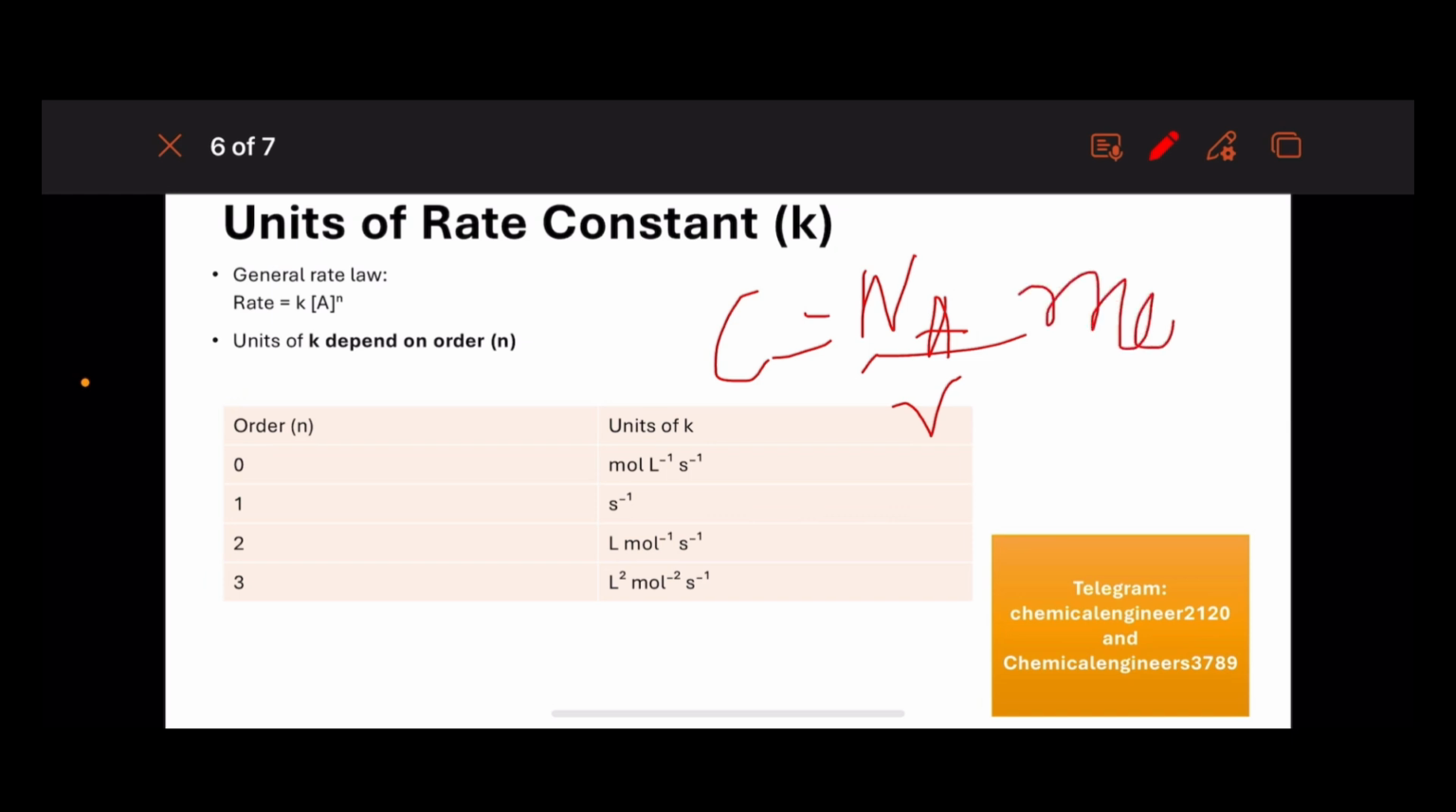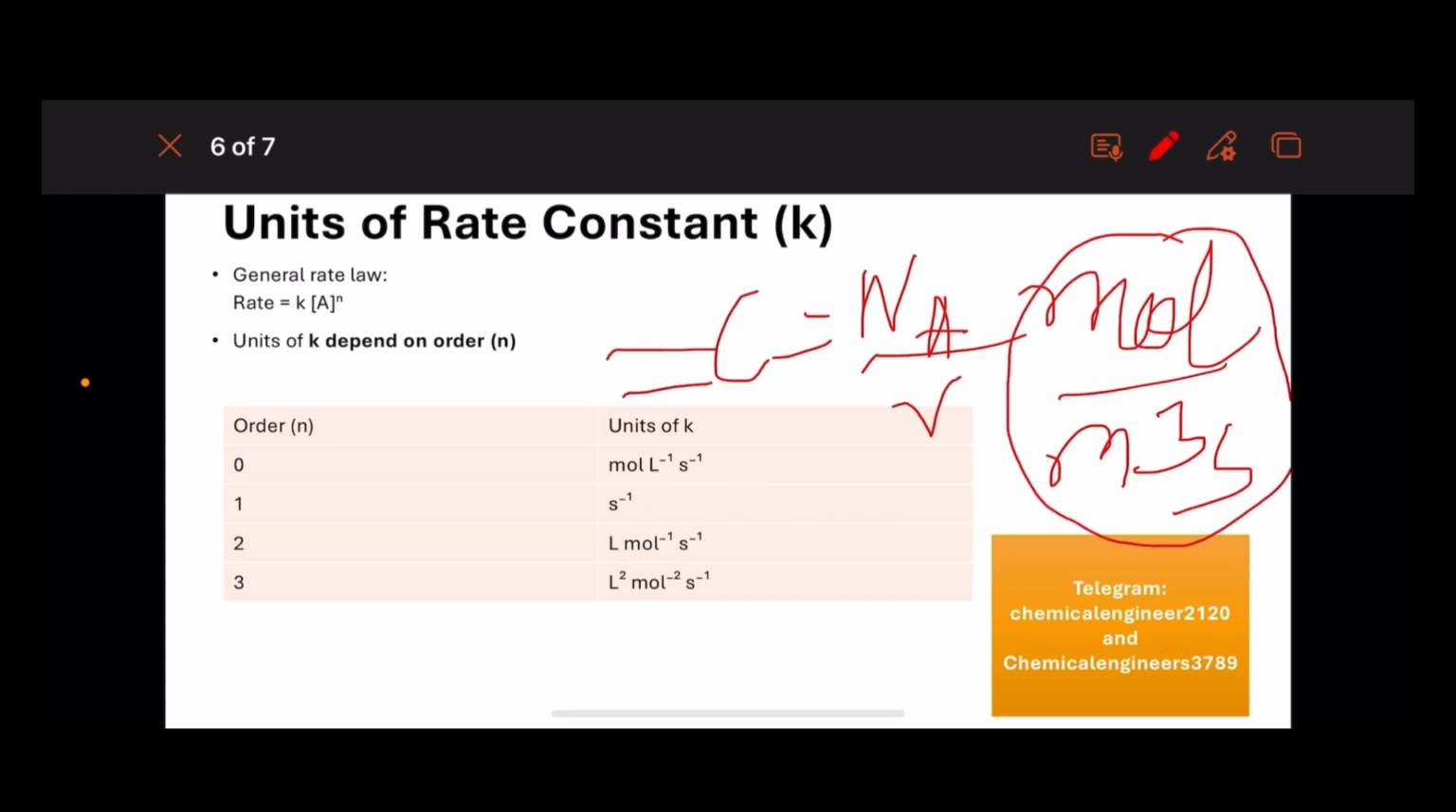This is mole per meter cube, and time is in the denominator, so this is second. So this is the unit of rate, that is negative of rA, as per any reaction. But this is for the zero order, and anything raised to power 0 is 1. If we put n equal to 0, we get the value of k as mole per meter cube per second. Instead of meter cube, we can write liter also. That is why for the zero order reaction, the unit is mole per liter per second.